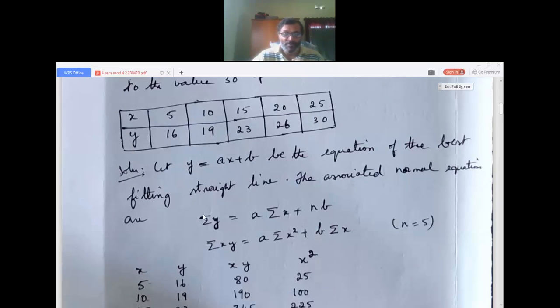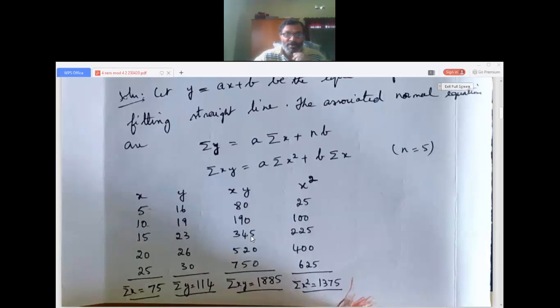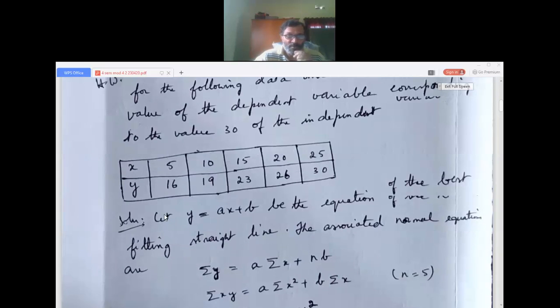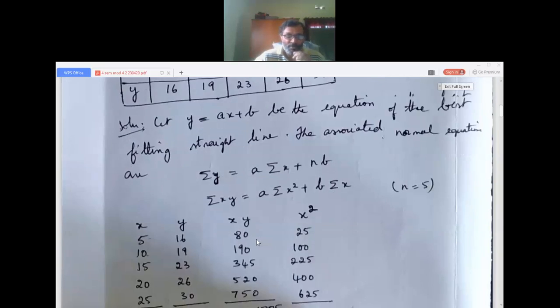There are marks for these normal equations. Without the normal equations, you can't proceed. You draw the table accordingly. Because we want sigma x, we draw column x. We want sigma y, so we draw column y. We want sigma xy, so we draw column xy. We want x squared, so we draw column x squared. And then put the values of x and y correspondingly.